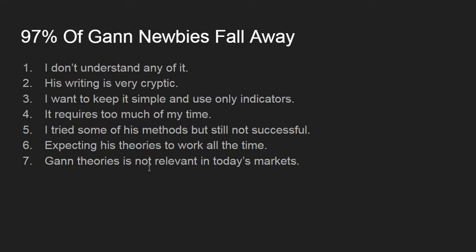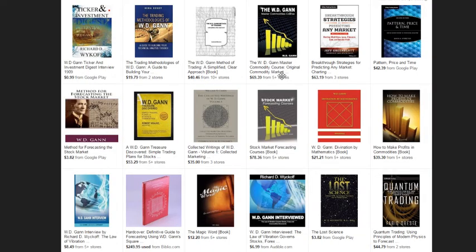Number 7, Gann theories are not relevant in today's markets. So they're factoring in algos, computers, and everything. And it's like, well, it's not relevant now. It's an outdated system. And they move on to other and newer things. So they go on the internet and look what they come across. Oh, wow, where I'm going to buy. So, they got quantum trading here. Definitive guide to forecasting using Gann square.